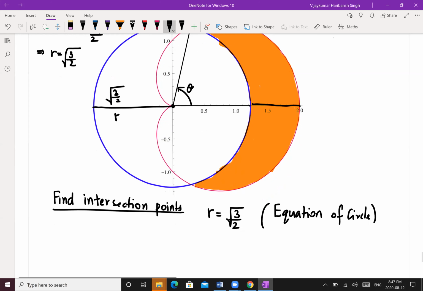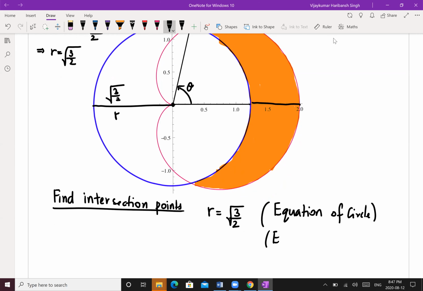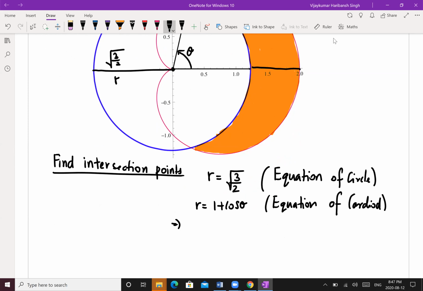Equation of cardioid is r equals 1 plus cos theta. When you equate it, you'll get 1 plus cos theta equals root 3 by 2, which implies cos theta equals root 3 by 2 minus 1.